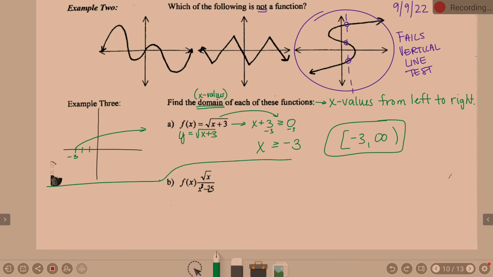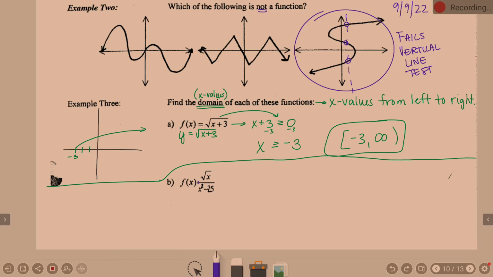Okay, let's try B. Now, in case you can't read that because it's a little squeezed in there, f of x equals the square root of x over x squared minus 25. Okay. Based on everything else I've talked about, thoughts before we go to the graph? We will go to the graph, but I don't want to go there yet. Okay. What did you say?